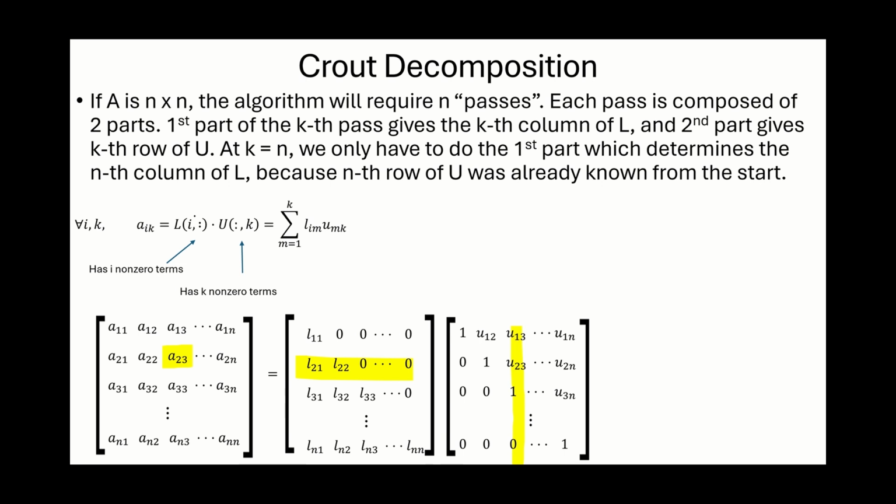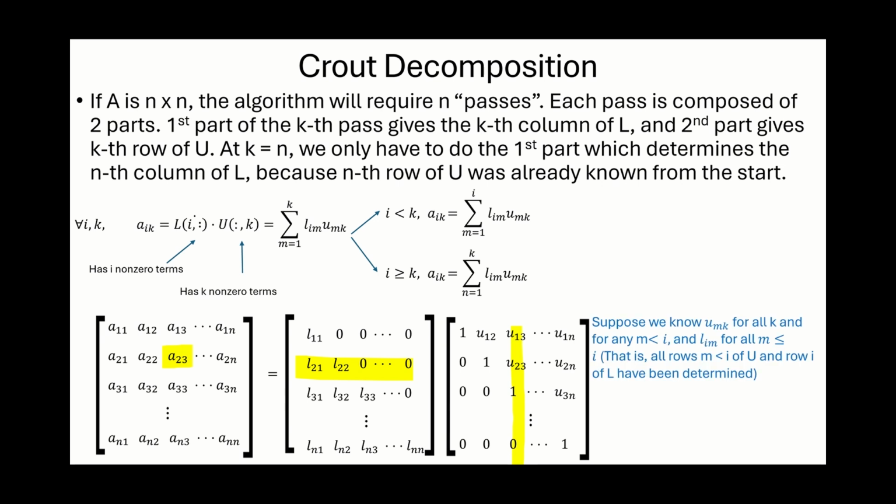Now this expression holds for any i and k, but since the two cases i less than k and i greater than or equal to k correspond separately to the entries of U and L respectively, it helps to separate this sum into two cases, one where i is less than k and one where i is greater than or equal to k. The next observation we're going to make is basically the foundation of the Crout decomposition algorithm. Suppose i is less than k, and we've already determined all rows of U up to but not including row i, and also suppose that we've determined row i of L.